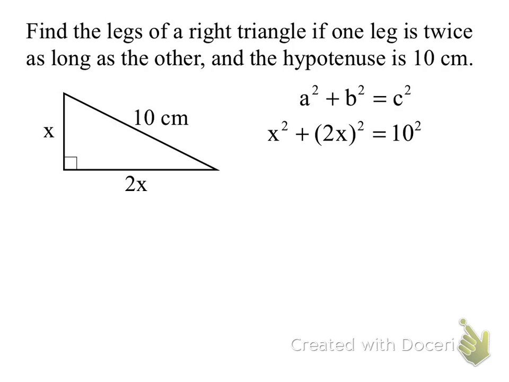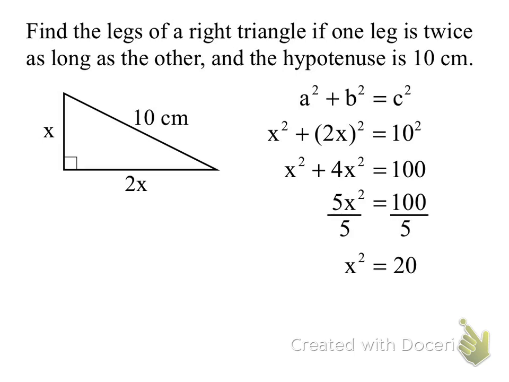So what does that simplify to, that 2x squared? 4x squared. And then when I simplify, what does it become? 5x squared equals 100. Divide by 5. And x squared equals 20. We could take the 4 out, would be 2 rad 5. Or 4.4.